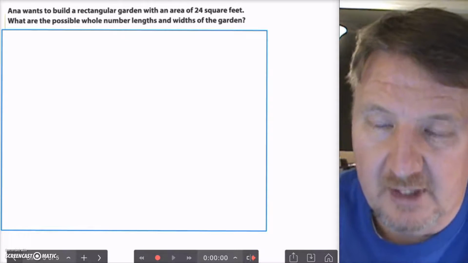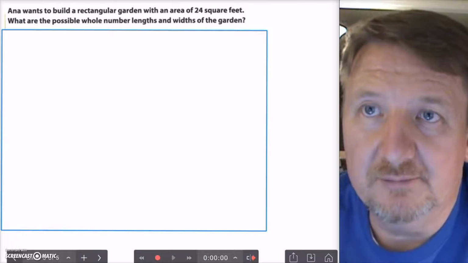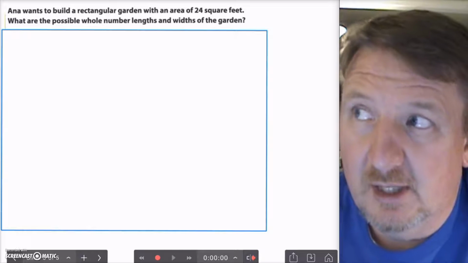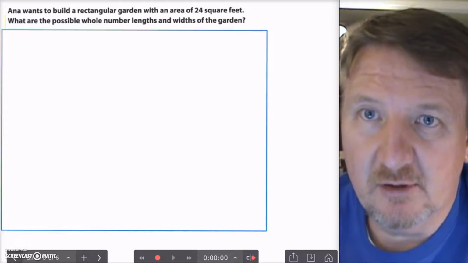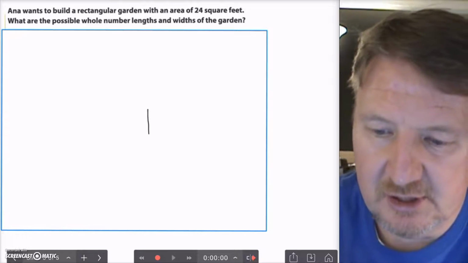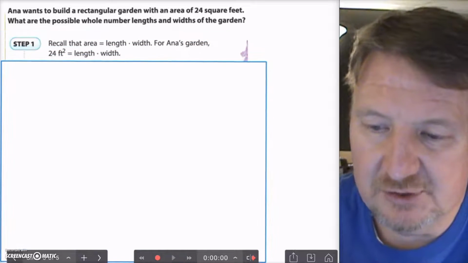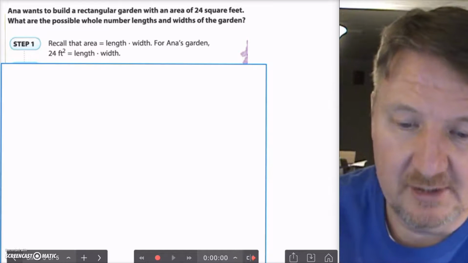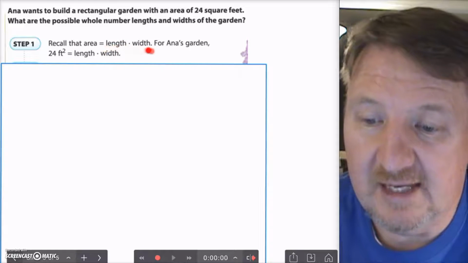All right, so here's a situation where you might want to list the factors of a number. Okay, it says Anna wants to build a rectangular garden with an area of 24 square feet. So, it says, what are the possible whole number lengths and widths of the garden? So we're not talking about fractions here. We're just talking about whole numbers. All right, so the first step, it says, recall that area equals length times width. Okay, so the first thing I want to do is remember that area equals my length times my width.